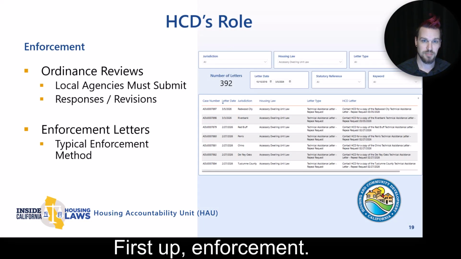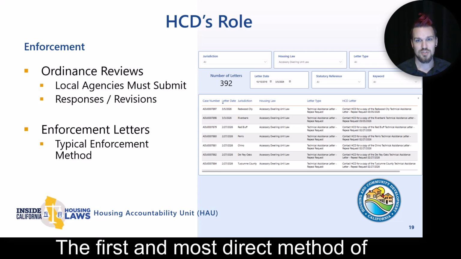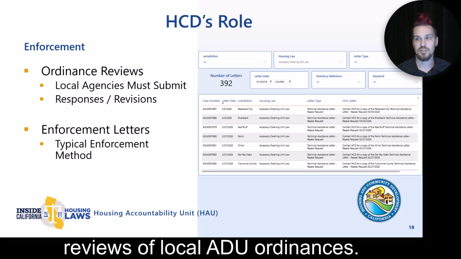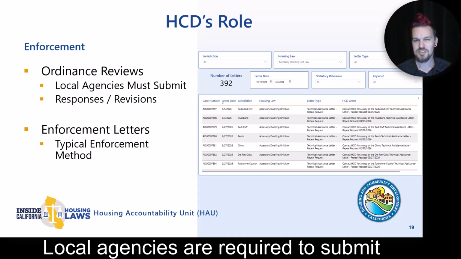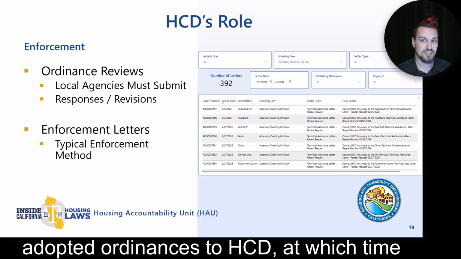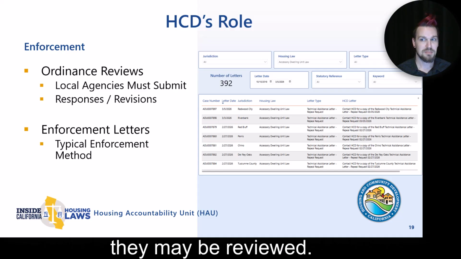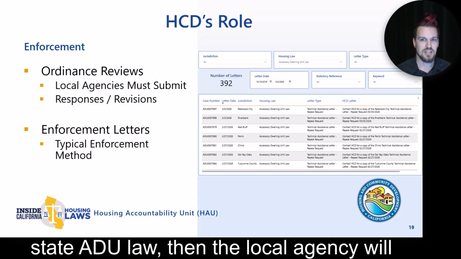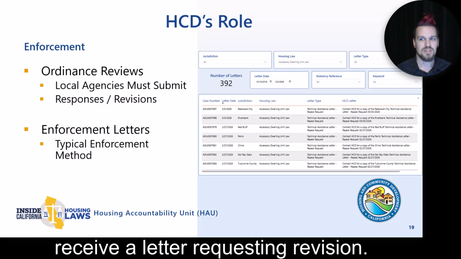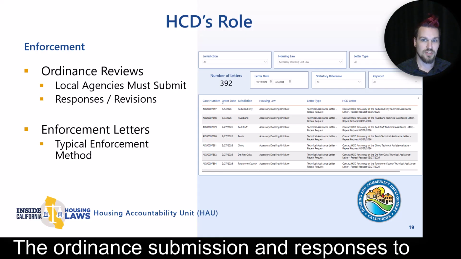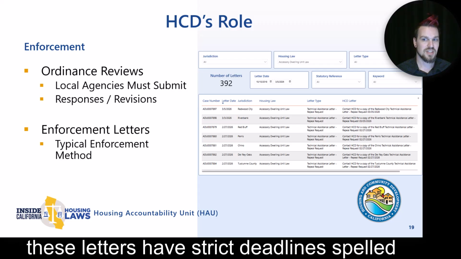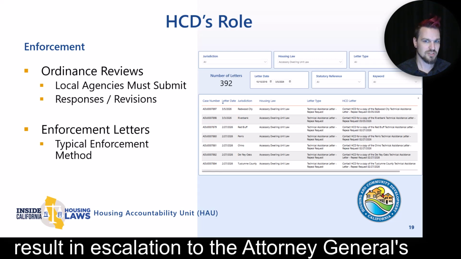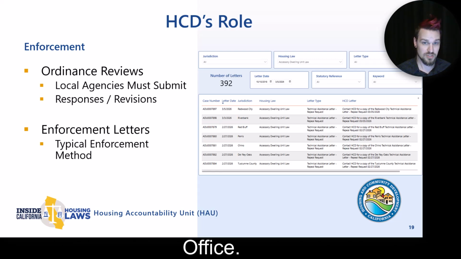First up, enforcement. The first and most direct method of enforcement that HCD uses is through reviews of local ADU ordinances. Local agencies are required to submit adopted ordinances to HCD, at which time they may be reviewed. If that review reveals inconsistencies with state ADU law, then the local agency will receive a letter requesting revisions. The ordinance submission and responses to these letters have strict deadlines spelled out in state ADU law, and in rare cases will result in escalation to the Attorney General's office.